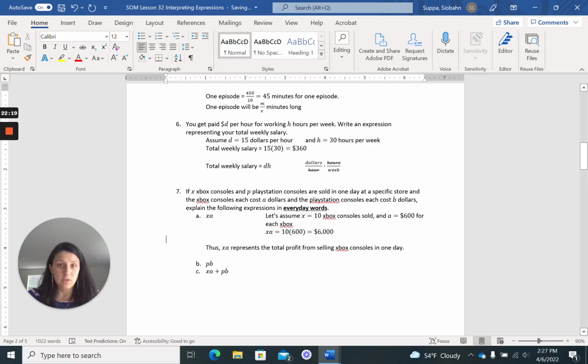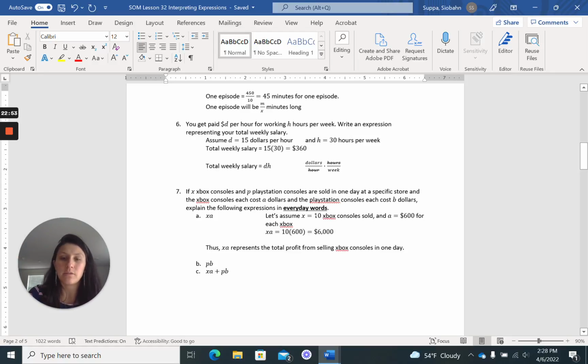Okay, so again, notice the strategy. I plugged in some numbers just to help me think about what this expression might mean. It's hard for me to just think in terms of letters here because I'm not really sure what the multiplication means. But as soon as I plug in numbers and I can think through this more intuitively, it makes sense to me. If somebody has 10 Xboxes and they sell all of them and each one is $600, now when you multiply, I can see that makes sense. That's the total amount of money you just made selling Xboxes.